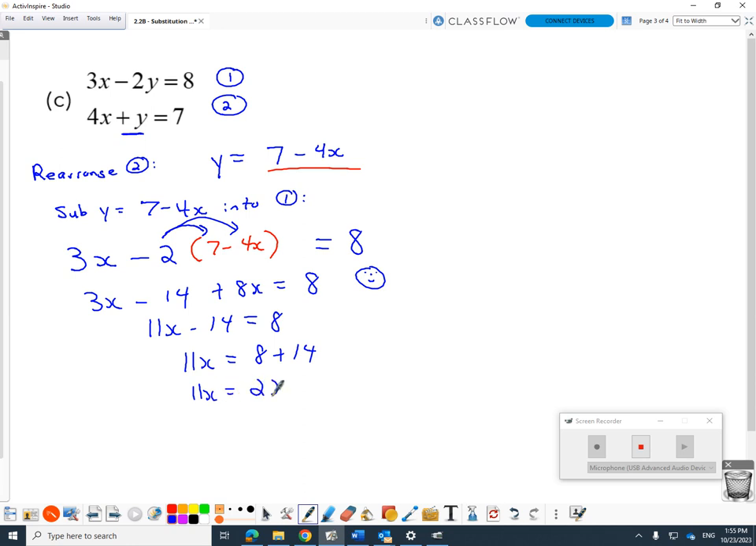What if we wanted to do 8 plus 14 in our head? I would do, what's 14 plus 6? That's 20, and then 2 more. So now finally, what's the opposite of multiplying by 11? Divide by 11, and the answer comes out nice. X equals 2.